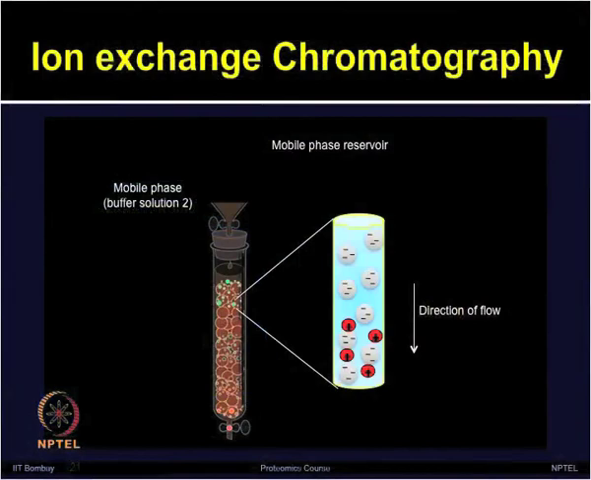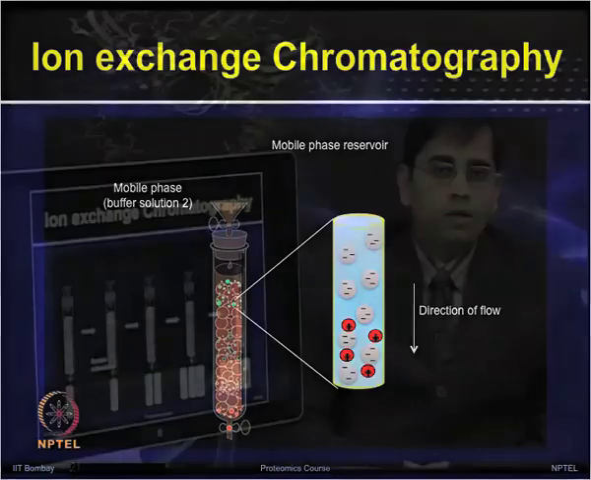Now, the buffer solution is changed so that the net charge of the protein of interest is modified and it no longer binds to the ion exchange resin. Therefore, the bound protein can be eluted out as shown in this slide.